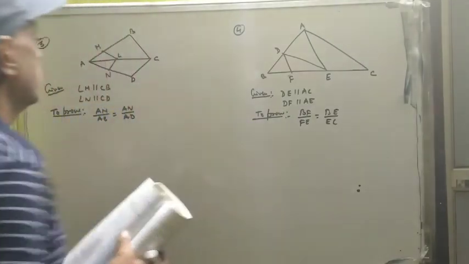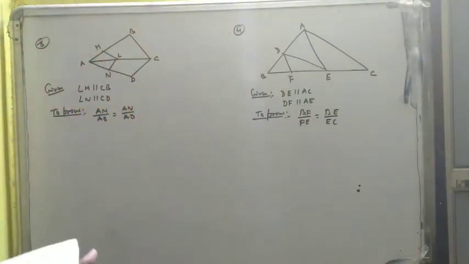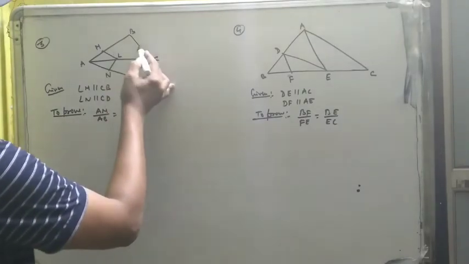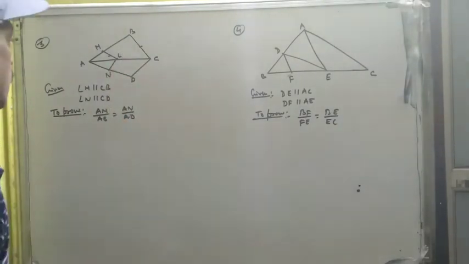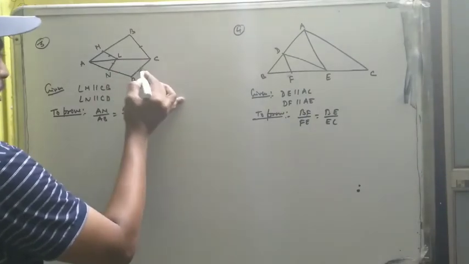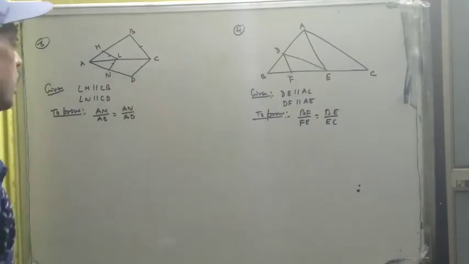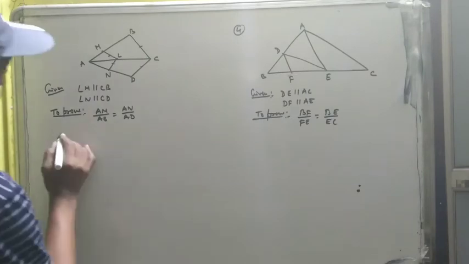The figure is drawn on the board, and in this figure it is given that LM is parallel to CB. This line is parallel to this one, and LN is parallel to this CD. Now we have to prove this. So let us prove.